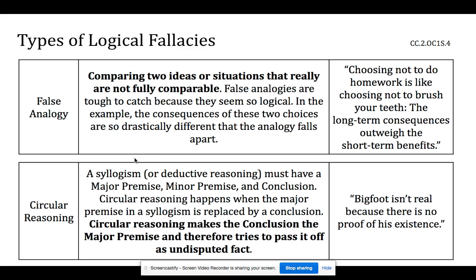Next, we have circular reasoning. Honestly, I really hate this one. I'm bad at catching it, so if you use it, you probably won't notice. This one's a little tricky for me.